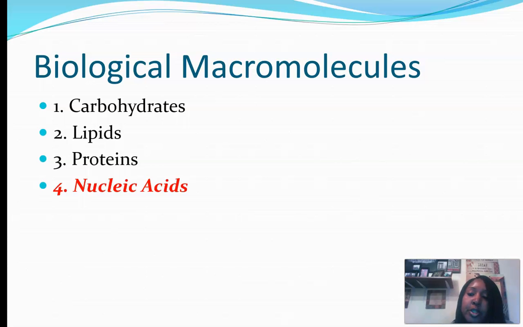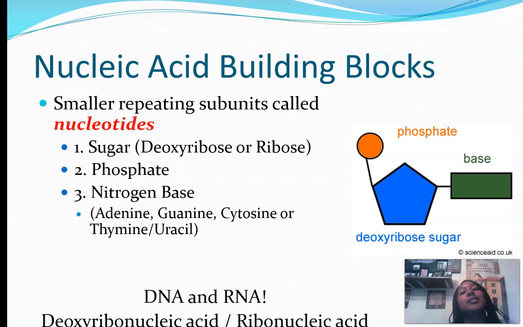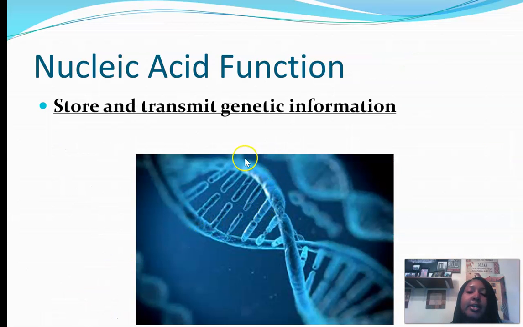The last macromolecule we're going to talk about is nucleic acids. Nucleic acids are made up of nucleotides. So the monomer of nucleic acids is the nucleotide. And the nucleotide has 3 parts: a sugar, a phosphate group, and a base. We're going to learn more about the nucleotides and nucleic acids in our next unit. But DNA and RNA are both examples of nucleic acids. And this is a picture of DNA. They store and transmit genetic information. That's their function.